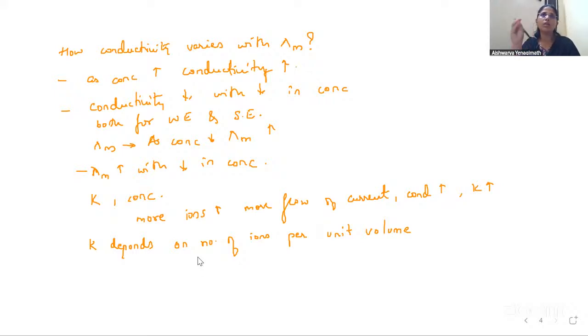You are putting more solvent. And what does that mean? It means we are talking about dilution. Now I say I have increased dilution. If I have increased dilution, what does it mean? It means I have put more solvent there. That means number of ions per unit volume is less now.